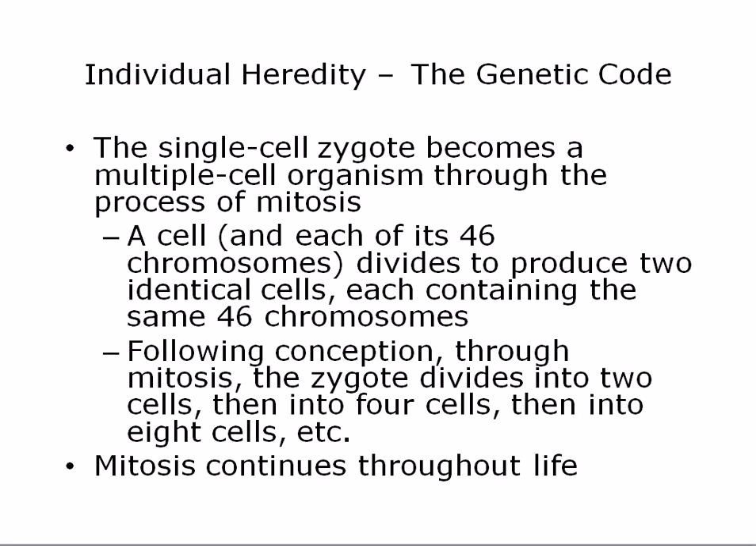At conception, when a new cell called a zygote is formed from the genetic material of the ovum and the genetic material of the sperm, each parent contributes 23 chromosomes, for 46 total, organized into 23 pairs. These chromosomes contain your genes.